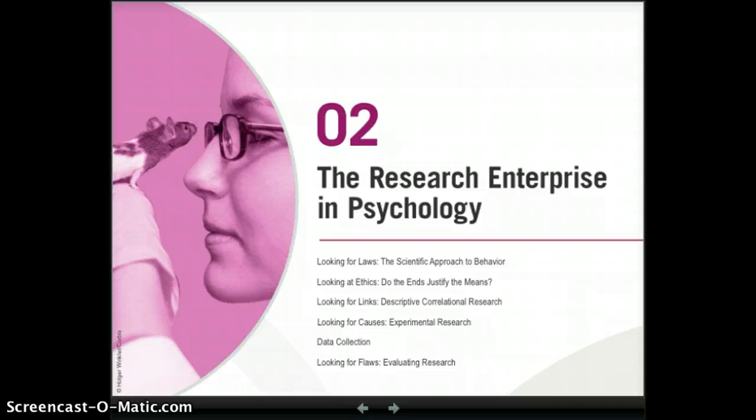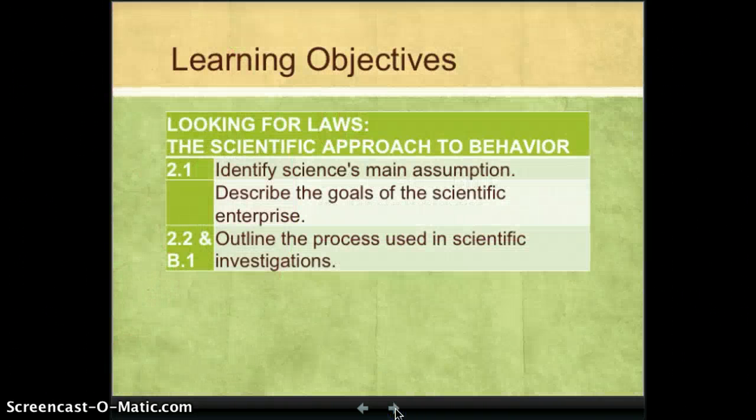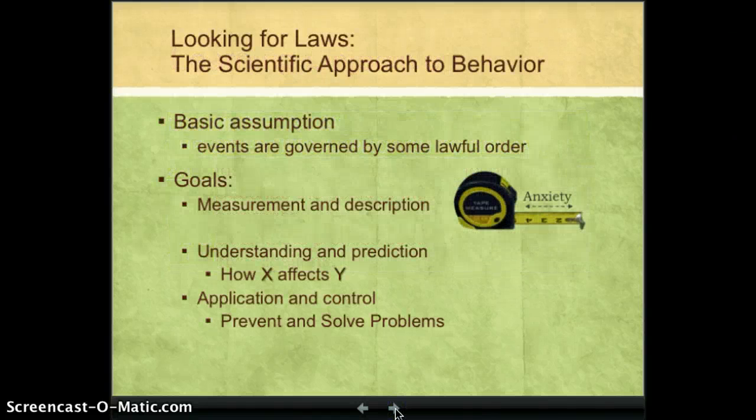Chapter 2, Psychological Research. We will begin by looking at the scientific approach to behavior. All science is governed by one basic assumption. This assumption is that events are governed by some sort of lawful order. So all science assumes that there is order to the universe, order to nature, and in the case of psychology, order to behavior. Science's main goal is to measure, understand, and control that particular phenomenon.